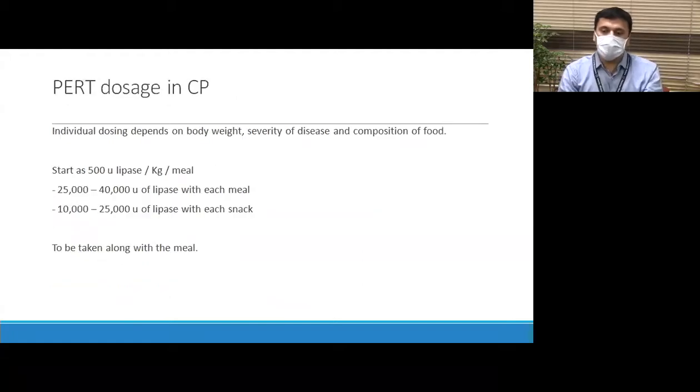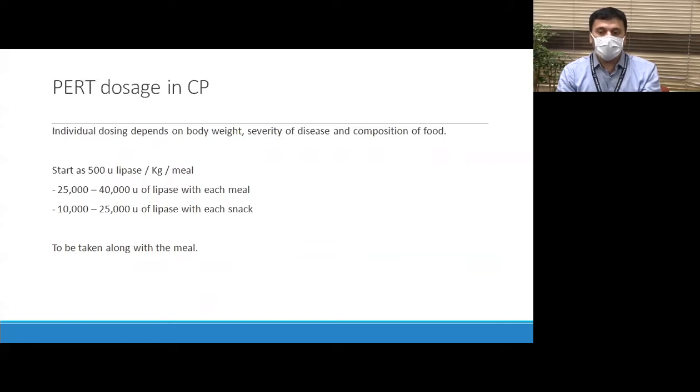What are the drugs? The common drugs that we use in our hospital are Sarutan or Creon, based on individual tailoring of the drugs according to body weight and severity of disease. We usually start at a dose of about 500 units of lipase per kg per meal, and depending on symptomatic relief, we increase it. If the patient is not getting better, we increase up to 2,500 units of lipase per kg.